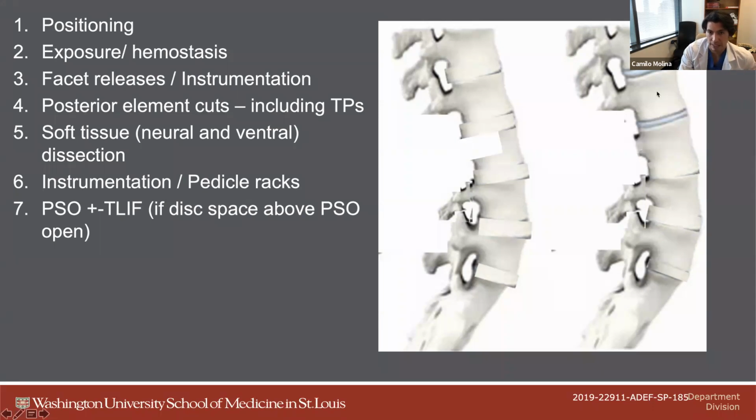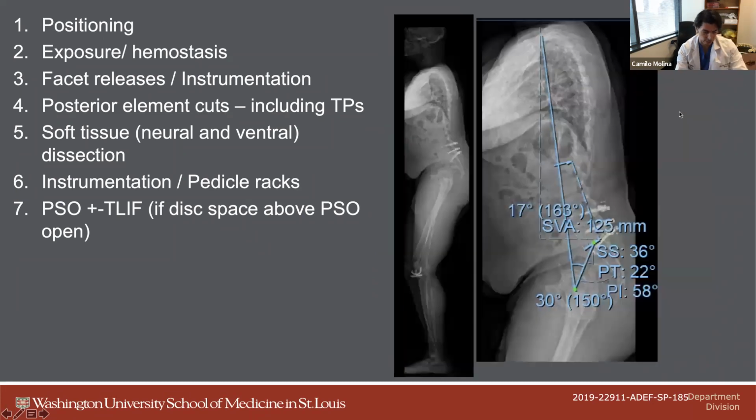Now, in the event where that disc space above where your planned PSO is not fused, I like to put a T-lift cage, a banana cage, right at the very front to substitute for that loss of bone there in that disc space, so that I at least have bone, metal, and bone. So I'll put a T-lift cage there again, and I'll cantilever over that to be able to get that same effect.